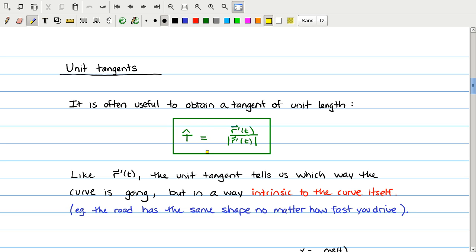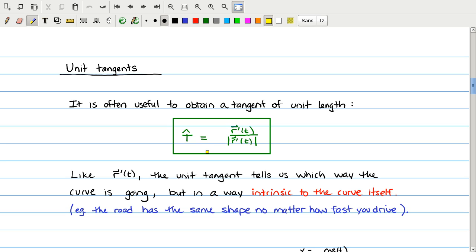But what's nice about the unit tangent is that it is intrinsic to the curve itself. If you imagine different parameterizations of a curve, which, say, move along the curve more or less rapidly with respect to the parameter t, then the derivative of the vector function will be larger or smaller, depending on how rapidly t moves along the curve.